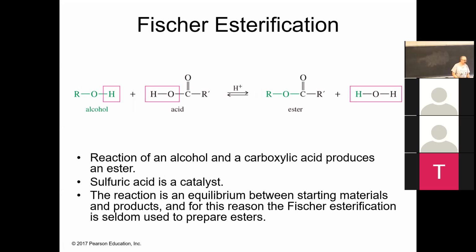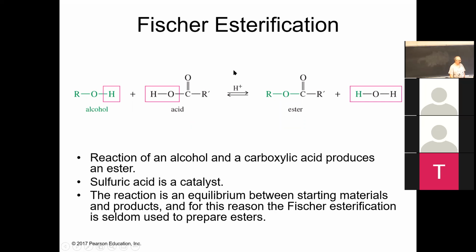Right, in Fischer esterification, we take an alcohol and a carboxylic acid, and using a little bit of acid catalyst, usually a small amount of concentrated sulfuric acid, water gets split out, we get our ester, and water is a byproduct.